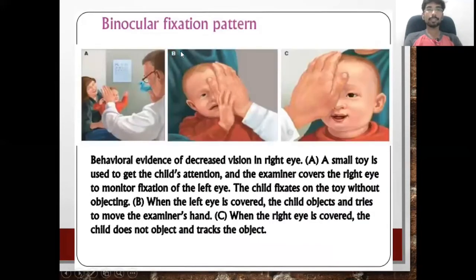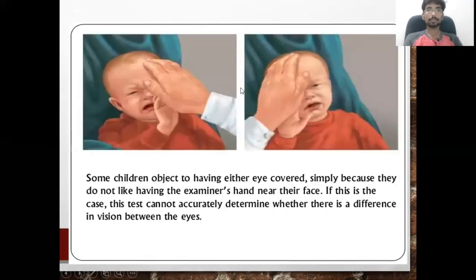Next is the binocular fixation pattern. So we occlude one eye of the baby. If the baby's eye is worse, or if the visual acuity is not good in that eye, the baby won't object to the occlusion of the eye. In this image, the baby is objecting to the occlusion of the eye because it is the good eye. In this eye, vision is very good. So if we occlude the better eye, the baby will object to the occlusion.